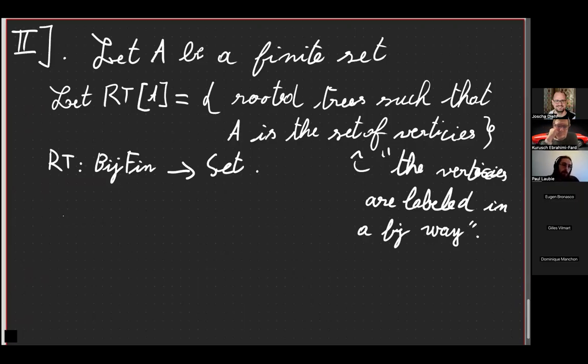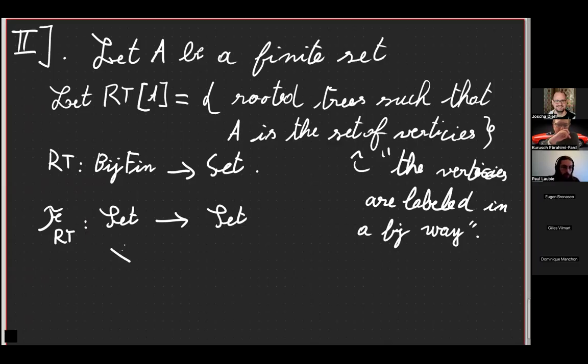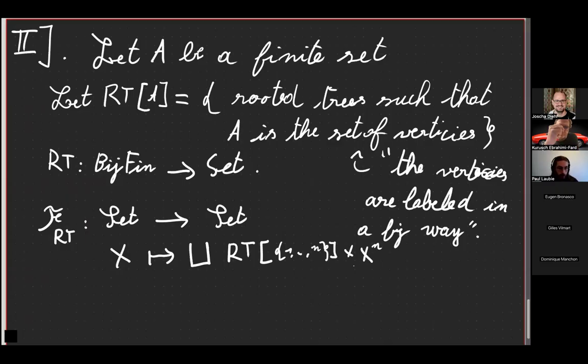So the idea is that I can define a new functor this way that takes a set and also gives me a set. The way I will define it is, to X, I associate the disjoint union of RT of {1..n} cross X to the power n. But here I have two actions of the symmetry group: one by exchanging the labels, and one on X by exchanging the order of the coordinates. So I don't have this redundancy, so I will not take the Cartesian product. I will quotient by the diagonal action.